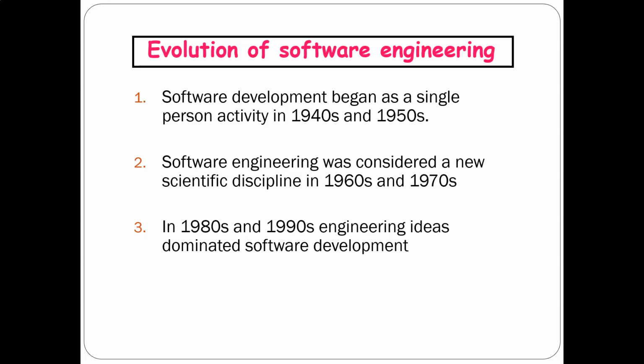This is the evolution of software engineering. It began as single-person activities in the 1940s and 1950s. It was considered a new scientific discipline in the 1960s and 1970s. In the 1980s and 1990s, engineering ideas dominated software development.